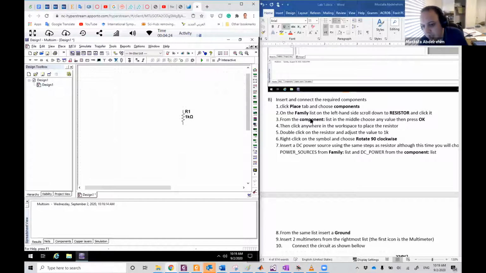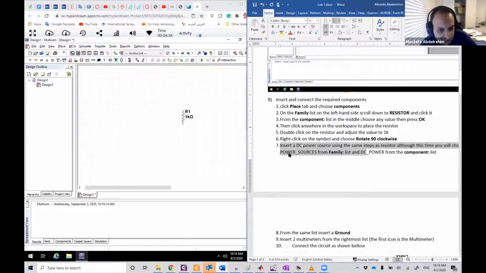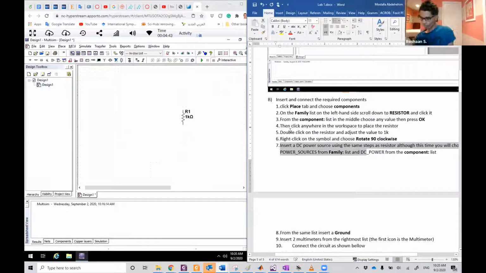Again, we now need what we're going to need also, the DC power source. So go to the same place. We are now at step number 7. The rotation and clicking close, all of this is mentioned in the steps after number 2.